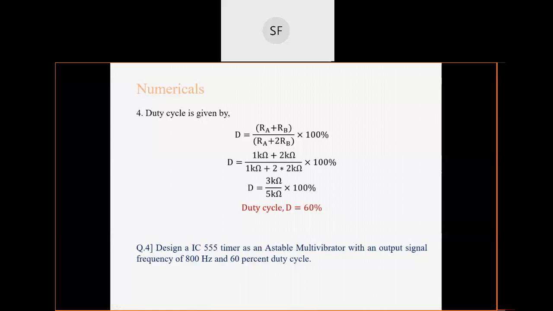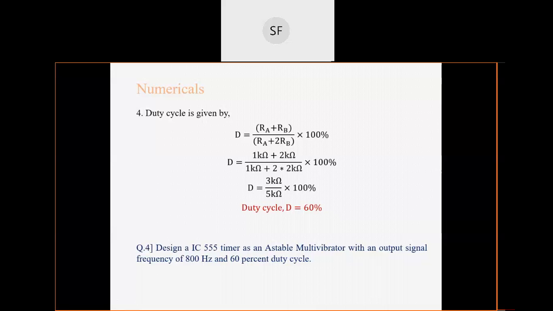So these are called design problems. We will just discuss a couple of those problems. Out of them, question number 4 is one of the design problems. Here it is asked to design IC 555 timer as an astable multivibrator with an output signal frequency of 800 Hz and 60% duty cycle. So two output parameters are given: the value of frequency is 800 Hz and the duty cycle value is 60%.